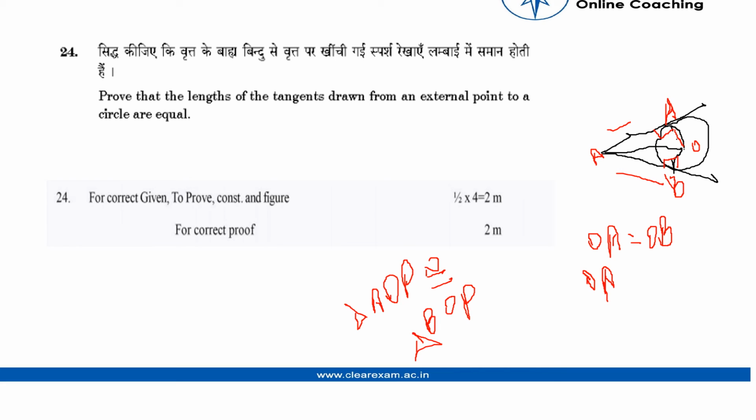And now, as these two triangles are congruent, this implies that side AP is equal to side BP by CPCT. And AP and BP are the two tangents drawn from the external point. Hence it is proved that tangents drawn from the external point are equal sides.